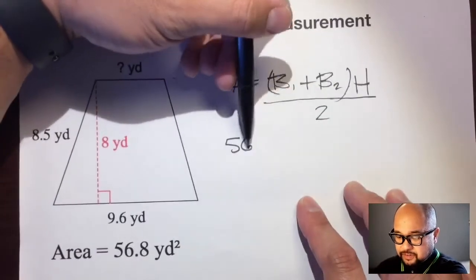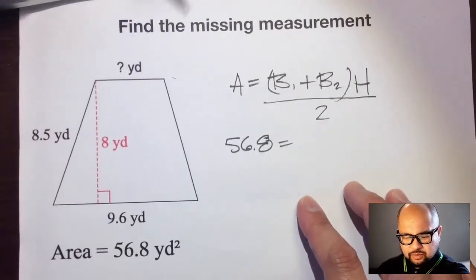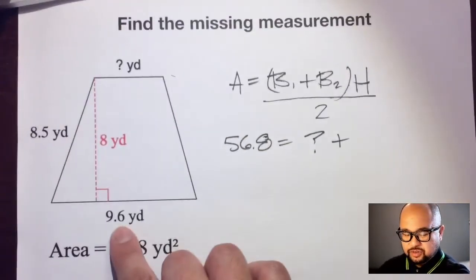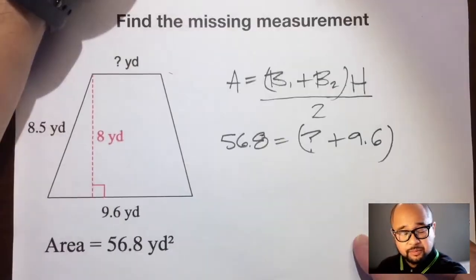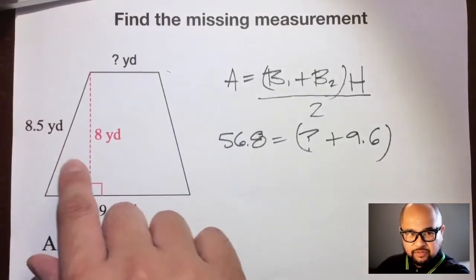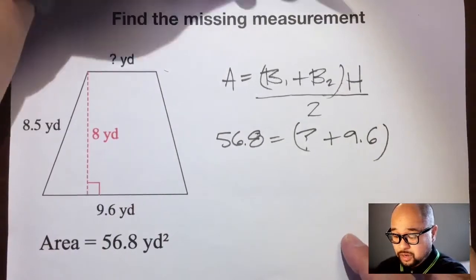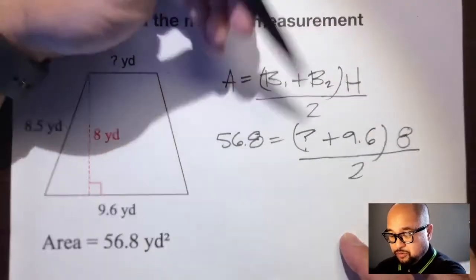Area is 56.8, equal to base 1. What's one of our bases? Question mark. Plus base 2, which is 9.6. Don't forget to put the parentheses. Times the height, which is not 8.5, but which is the line that is perpendicular to the two bases, which is 8, divided by 2.